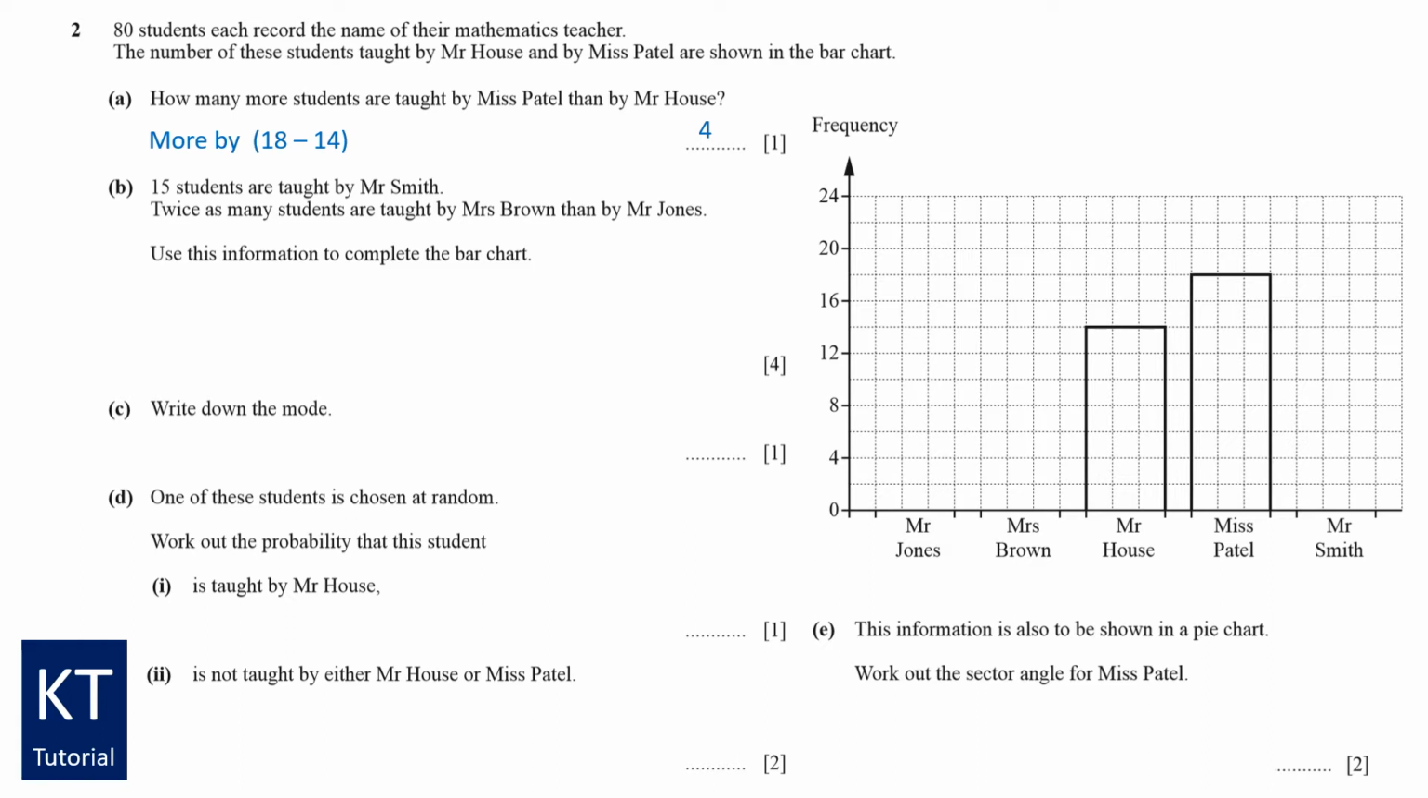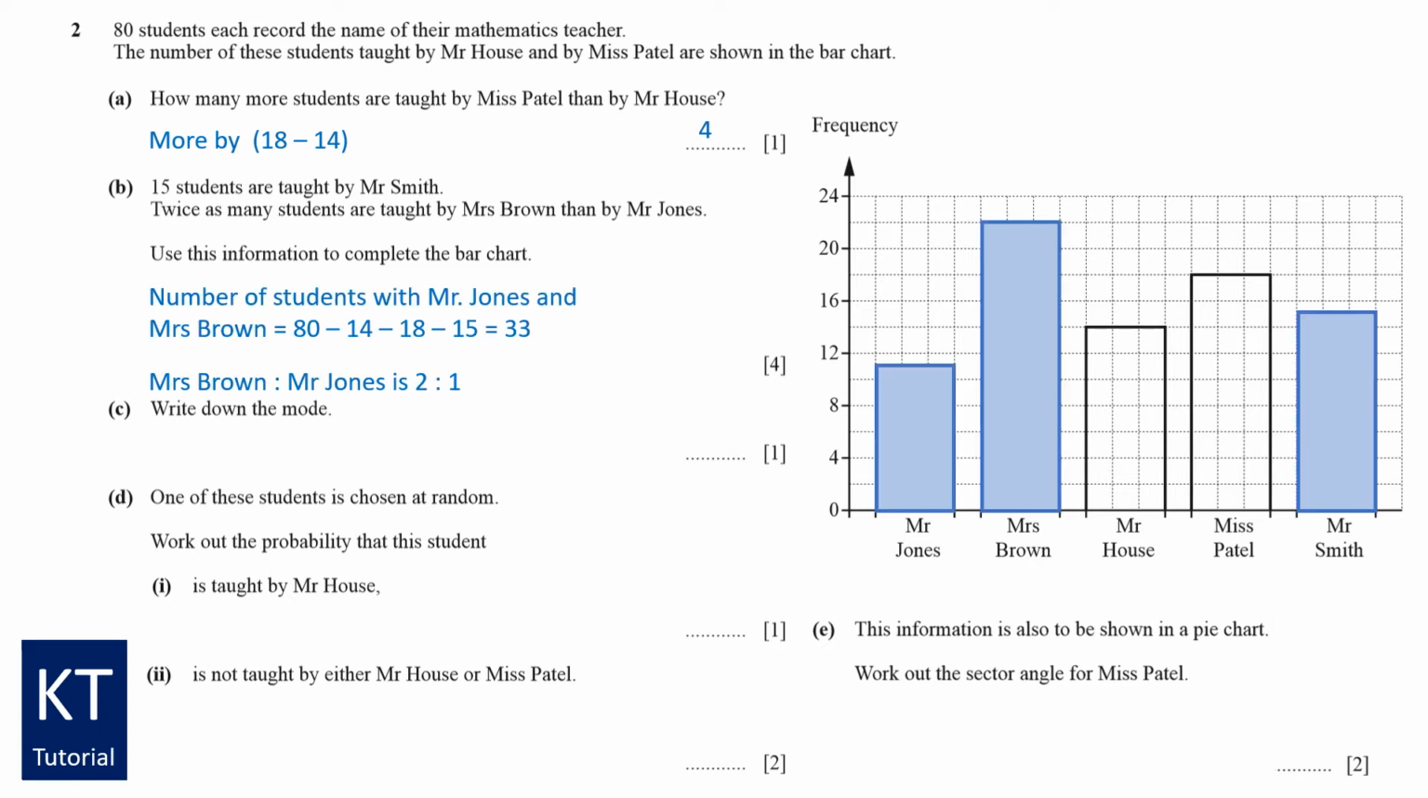Question 2b. 15 students are taught by Mr. Smith. Twice as many students are taught by Mrs. Brown than by Mr. Jones. Use this information to complete the bar chart. The blue bars on the chart represent the information that completes the bar chart. Next, write down the mode. The mode will tie to Mrs. Brown as this has the highest frequency.